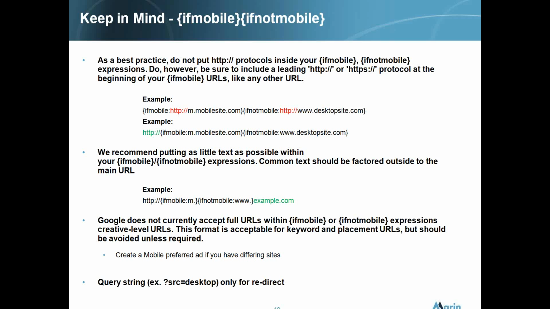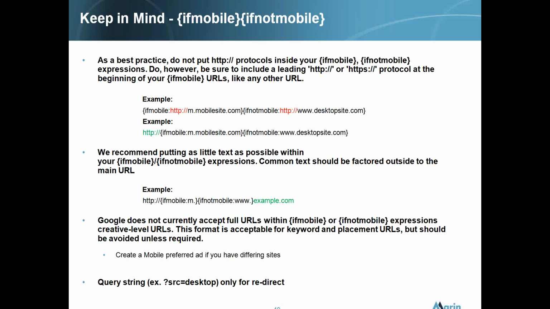If you do only have a difference between the m dot and the www dot. So for example, this example here, you'll notice on the end in green, example.com lives outside of the brackets. So if the only difference between your mobile and your non-mobile site is the first part, then we do recommend having the actual domain outside of the squiggly bracket just to keep it very simple and clean.